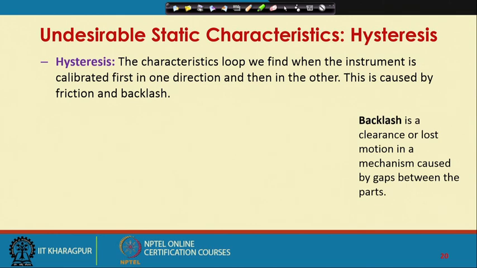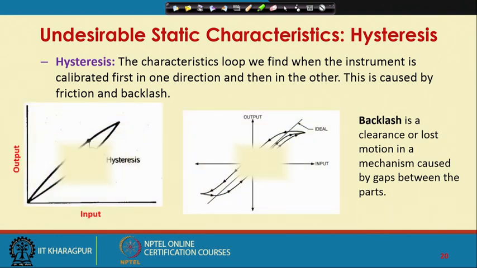Hysteresis is another undesirable static characteristic. This is the characteristic loop we find when the instrument is calibrated first in one direction and then in the other. This is caused by friction and backlash. Backlash is the clearance or lost motion in a mechanism caused by gaps between the parts.